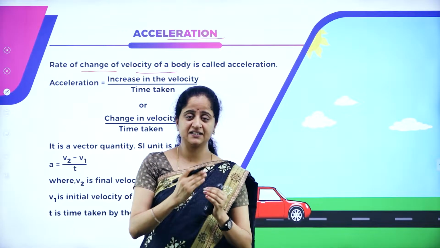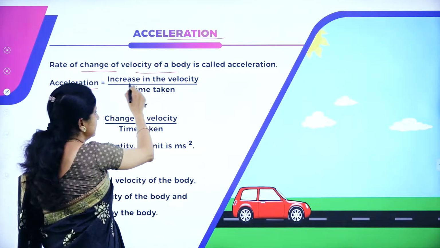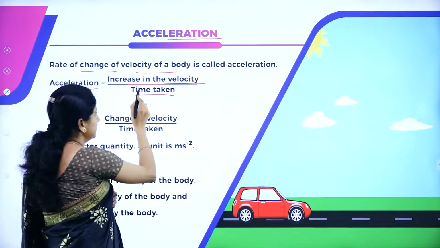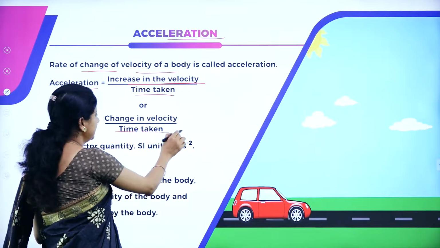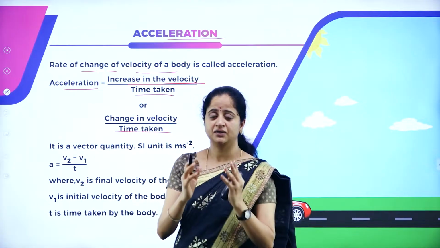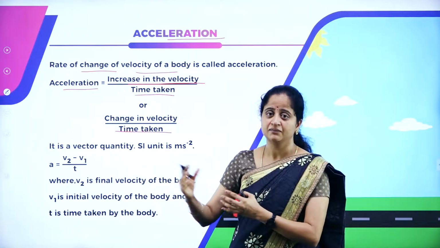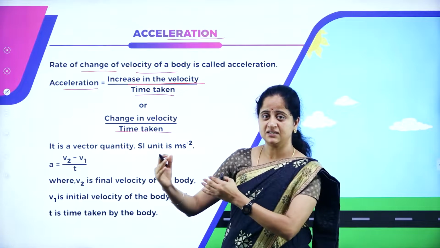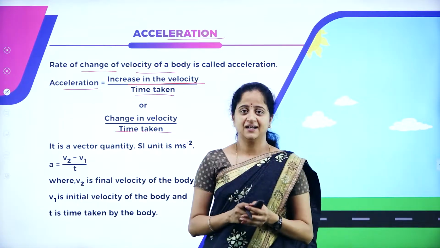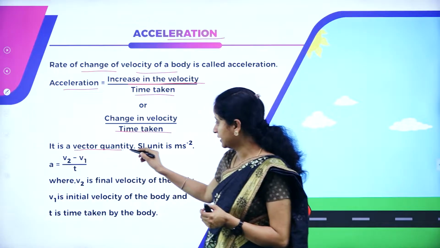which means how the velocity changes with respect to time. The formula for acceleration is the change in velocity divided by time taken, or the increase in velocity divided by time taken. So it is nothing but the velocity per unit time, or how the velocity varies with time. As the time increases, the change in velocity we can observe is nothing but acceleration. Acceleration has both magnitude and direction, and it is a vector quantity.